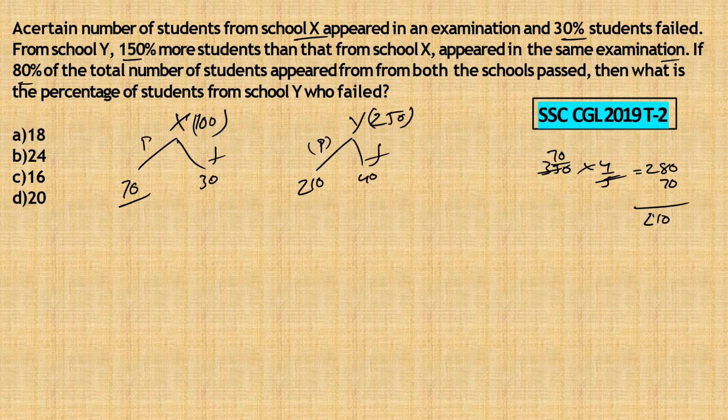We need to find the percentage of students failed from school Y. The percentage of failure equals 40 students failed out of the total of 250 students, into 100. That gives 16% failed from school Y. Option number C.